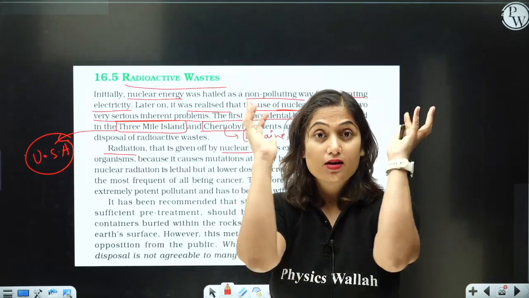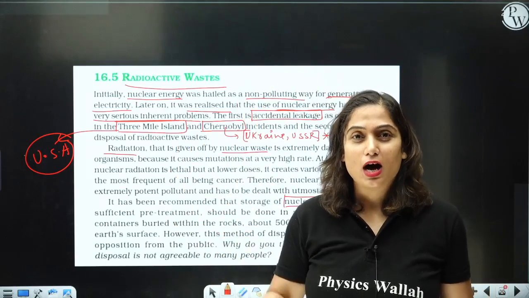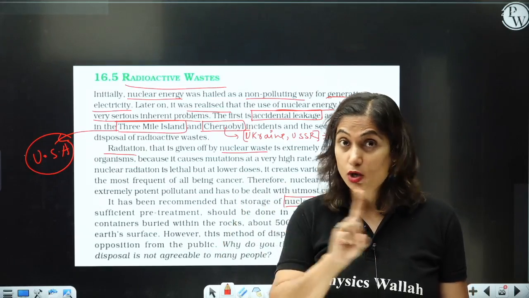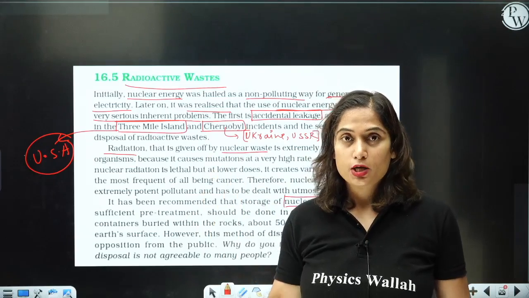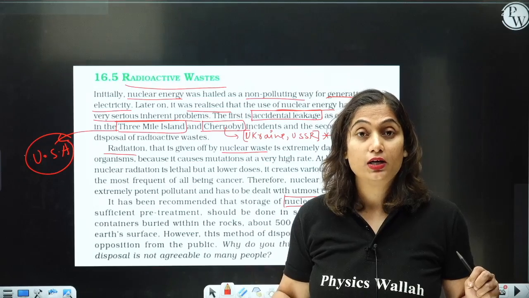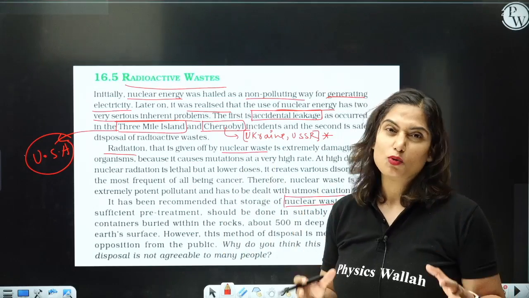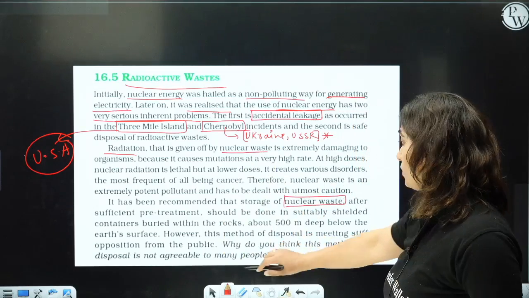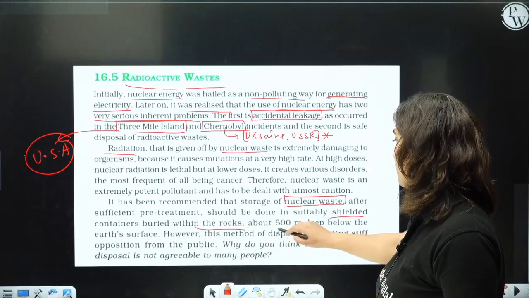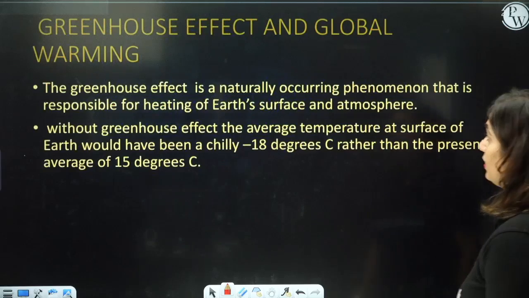And then these containers are buried 500 meters deep into the rocks. Not in the sea, remember, not in the sea, into the rocks. So these containers containing the nuclear waste are buried at 500-meter depth into the rocks. So this is the way we dispose of the nuclear waste. So this is radioactive waste.